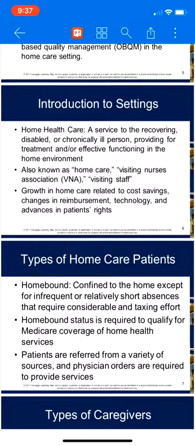Patient referrals can be received from a variety of services, such as a hospital discharge planner, patients, patients' physicians, insurance companies through their case management programs, preferred provider organizations, and health maintenance organizations. After the agency receives the referral, it's required to have physician orders to provide services.